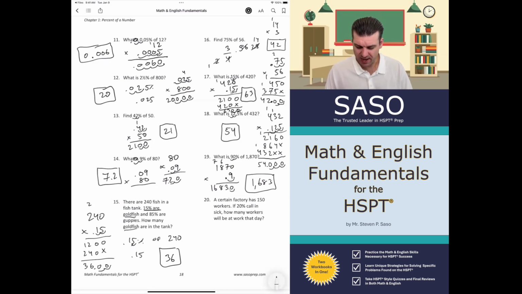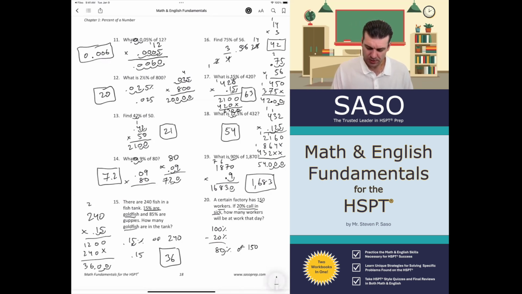Okay, number 20, a certain factory has 150 workers. If 20% call in sick, how many workers will be at work that day? Okay, we need to be a little careful here, right? It's saying that 20% call in sick, but then it's asking how many workers will be there that day. So if 20% call in sick, 100% minus the 20% that call in sick, that means 80% of the workers are going to be at work. So this one is a little bit tricky, a little extra step here to figure out the percent that we need. So 80% of 150 is going to be how many workers were at work that day, 150 total workers.